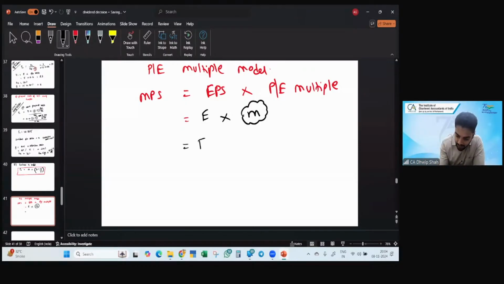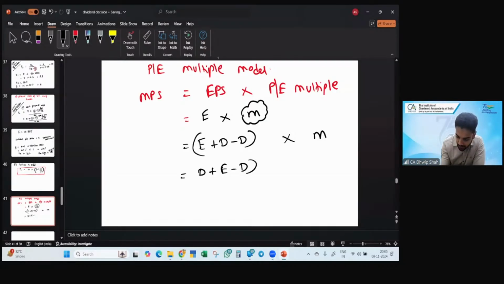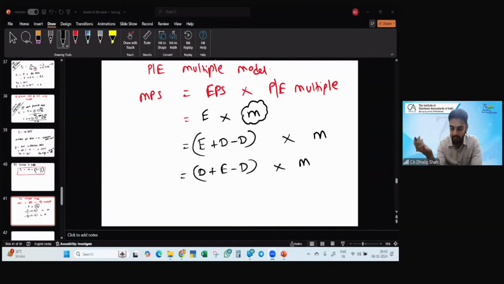Again, if I write this way, E plus D minus D multiplied by M, will my answer change? Tell me, will my answer change? M is a multiplier, just like the P multiples. The answer will not change. Okay. If I write this way now, D plus E minus D, will my answer change? Tell me. Again, it will not change.